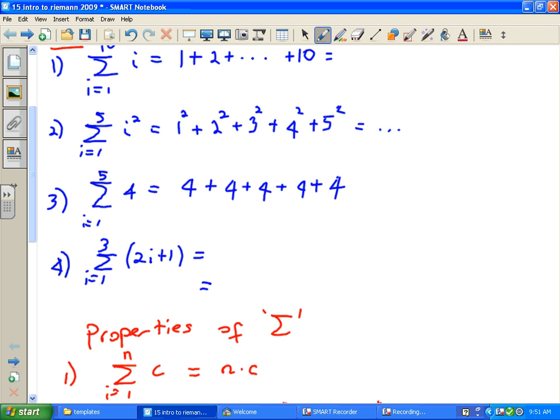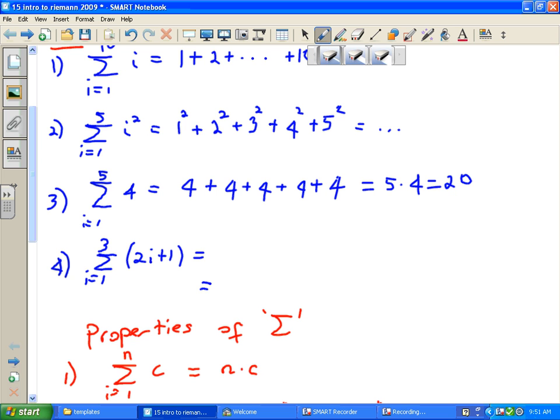So in general, if you're adding a constant, can you give me a shortcut rule as what the answer is going to be? Just multiply the upper limit by that constant. If there's no i inside the summation, then all you're going to have is 5 times 4 in this case, or 20. You just multiply that constant by the upper limit. In a little bit, we're going to summarize some of these results in more general terms.